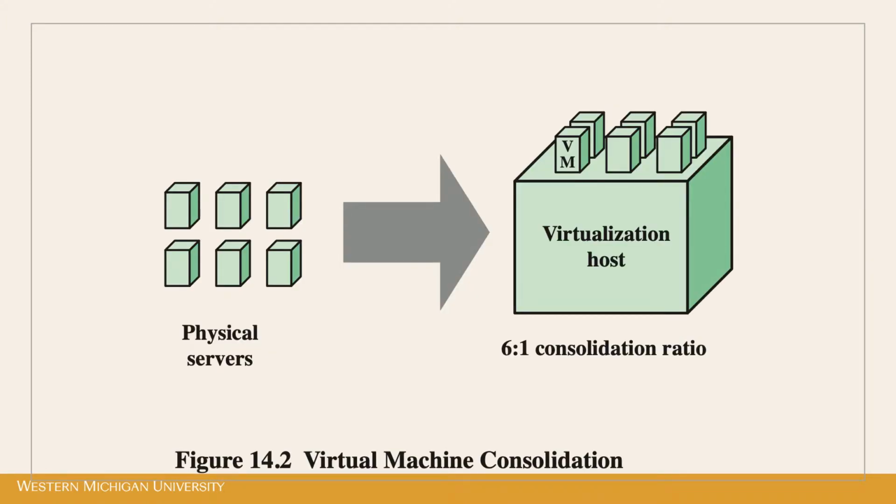So this allows, again, I was talking about utilizing physical servers more efficiently. We can do something called virtual machine consolidation. So if I have 6 different operating systems or 6 different applications that I need to run on separate systems, instead of having to do 6 physical servers, I can have a single virtualization host, right? One physical server that runs all 6 of those instances as virtual machines. And that would be an example of a 6-to-1 consolidation ratio.